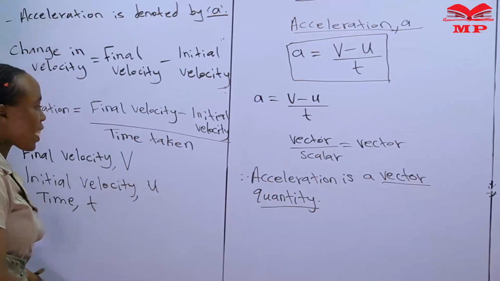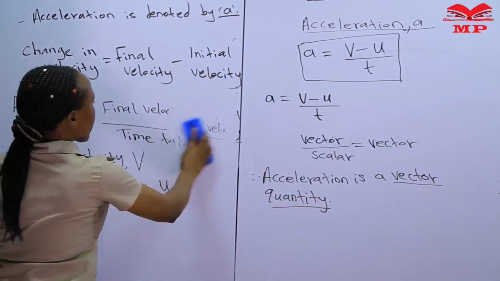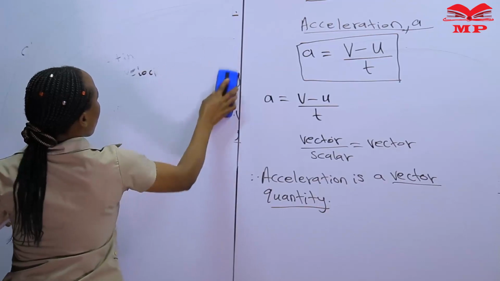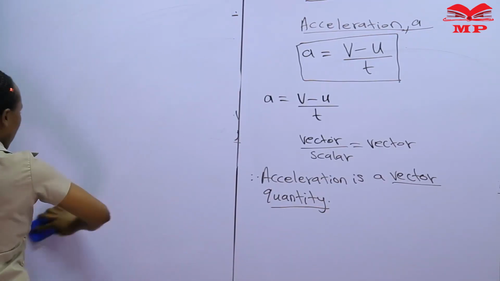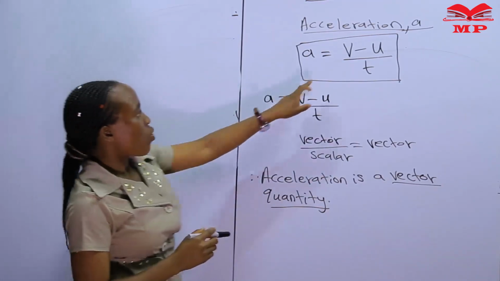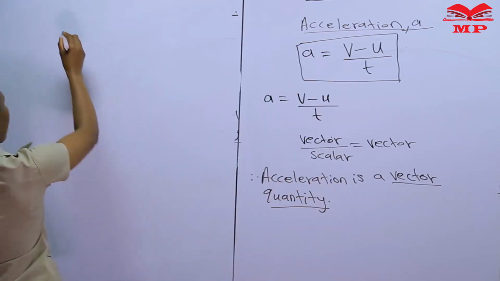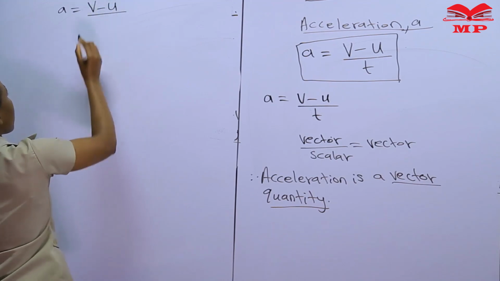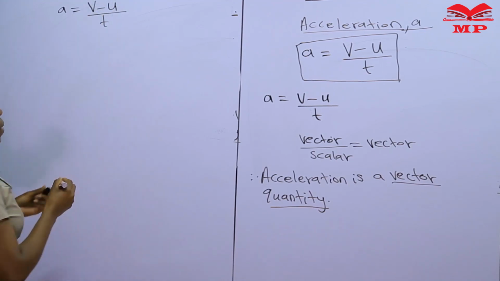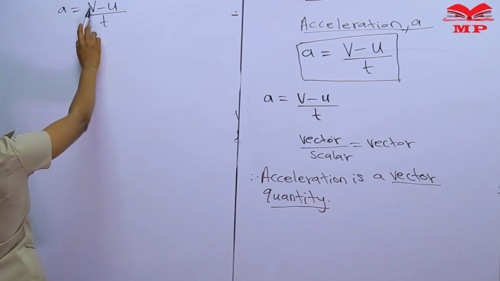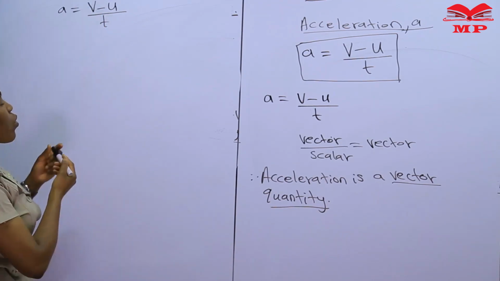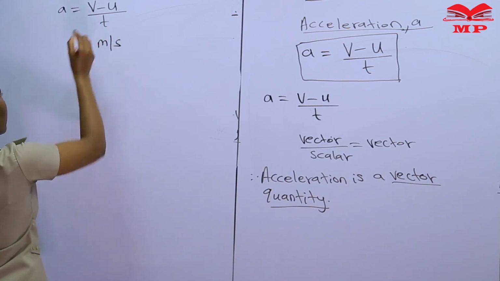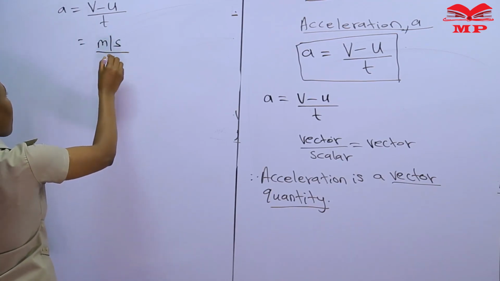We also need to get the SI unit. What will be the SI unit of acceleration? So we get the SI unit from the formula, whereby we are saying acceleration is the change in velocity, v minus u, divided by the time taken. And we know that the unit for velocity, the SI unit, we said is meters per second. And then the SI unit of time is seconds.